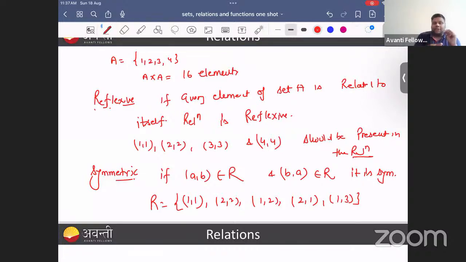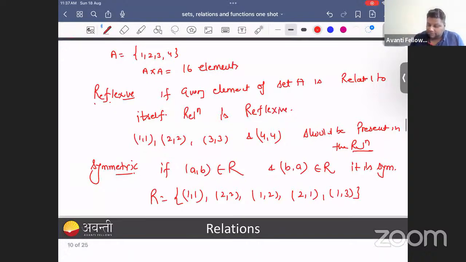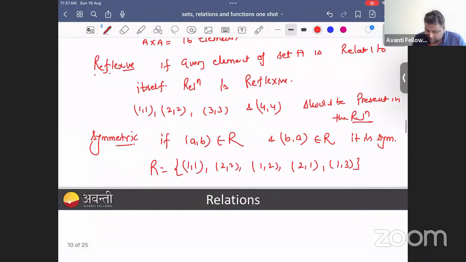Why? See, (1, 2) is there, (2, 1) is also there. It's okay. But (1, 3) is there and (3, 1) is not there. Got it? With respect to (1, 3), (3, 1) is not in the relation.